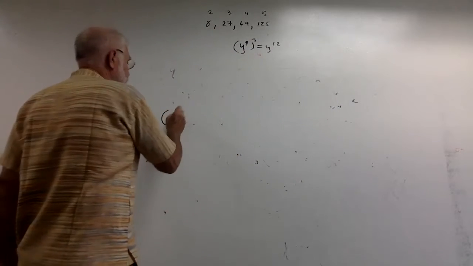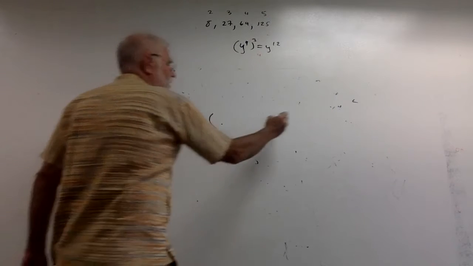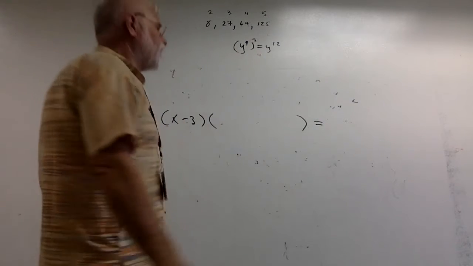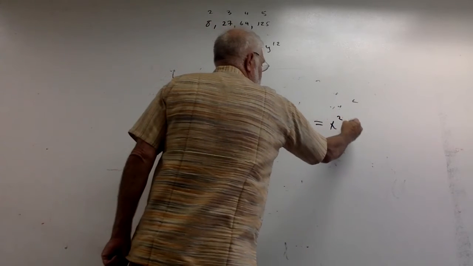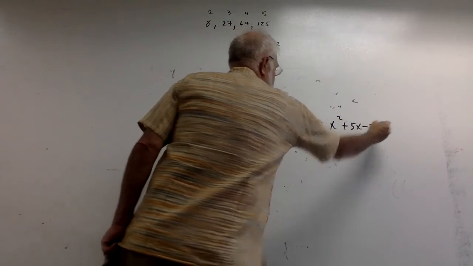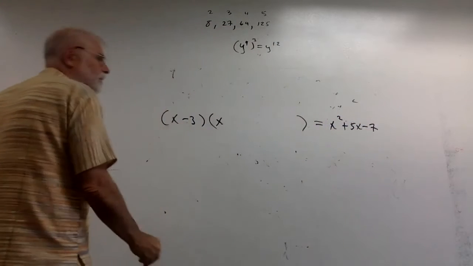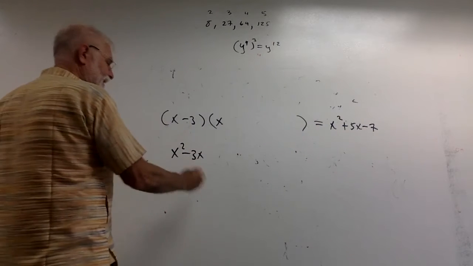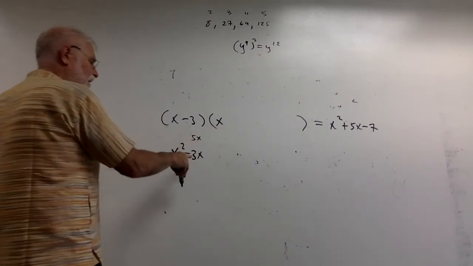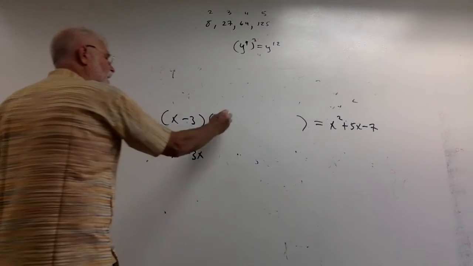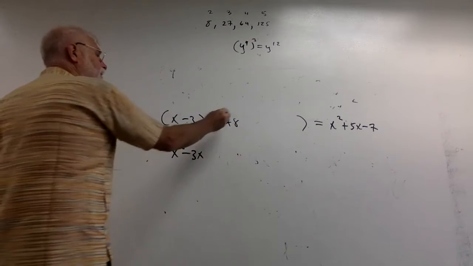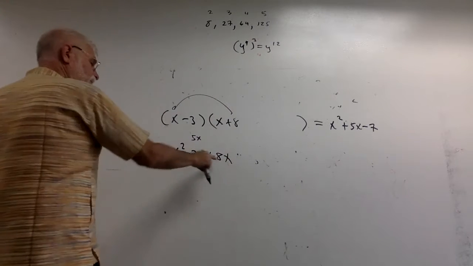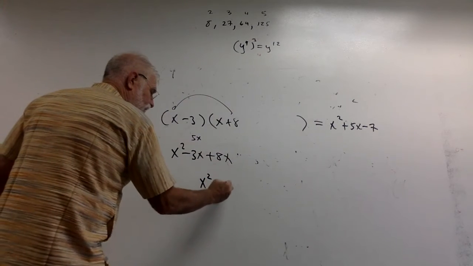X minus 3 times what gets us x squared plus 5x minus 7? Well, I know if I multiply by x, I get x squared minus 3x. I need to get to 5x. How do you get from minus 3x to 5x? You've got to go up 8. And that gives me 8x. And that gives me x squared plus 5x.